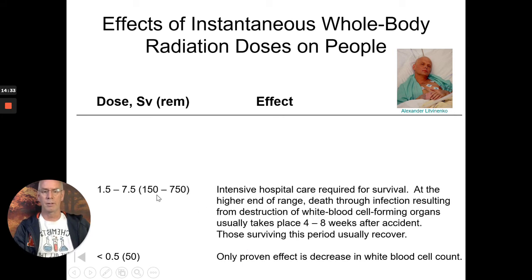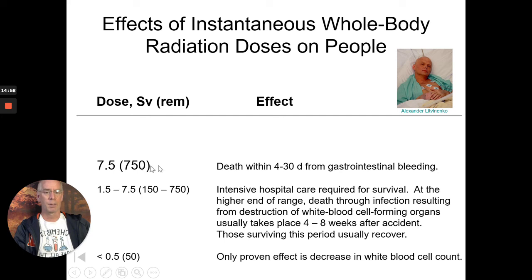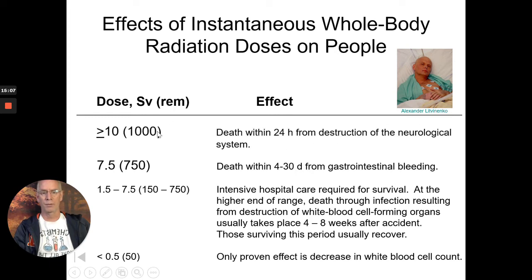If, though, you receive between 150 and 750 rem, you're probably going to need intensive hospitalization if you are going to survive. At the high end, you're probably going to have all your white blood cells destroyed, your white blood cell forming organs destroyed. And if you can survive, it might take 1 to 2 months, you generally recover, right? If you are in the range of 750 or above, you're going to die within a few days to a month, and that's what happened to him. If you receive more than 1,000 rems of radiation, generally you don't survive the night. You're dead within 24 hours.